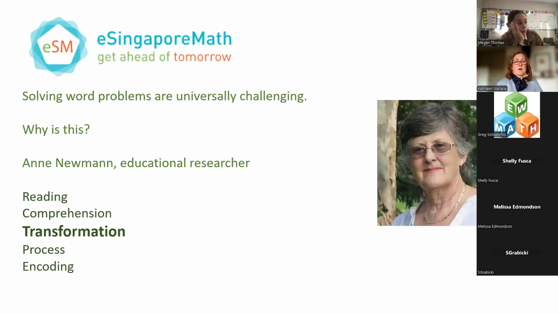And she discovered that there were five steps to solving the problem. The first one was reading the problem. Second one was comprehending it. Does the child understand the reading that they've done? The next one is transformation, where they take the information that's going on in the problem and turn it into math. The next piece is the process, the actual calculation. And then the encoding is when the child takes the answer to the calculation and puts it back into words.